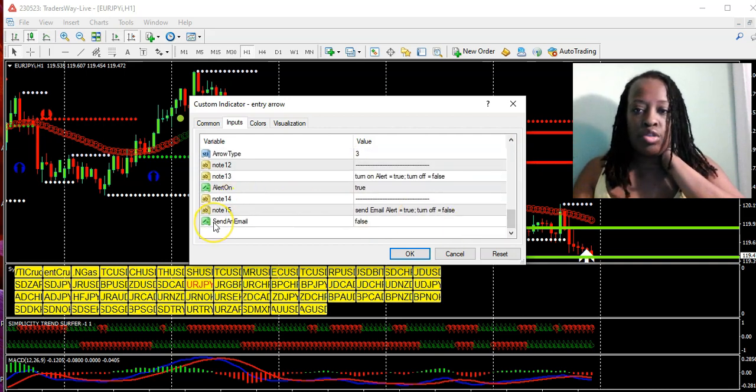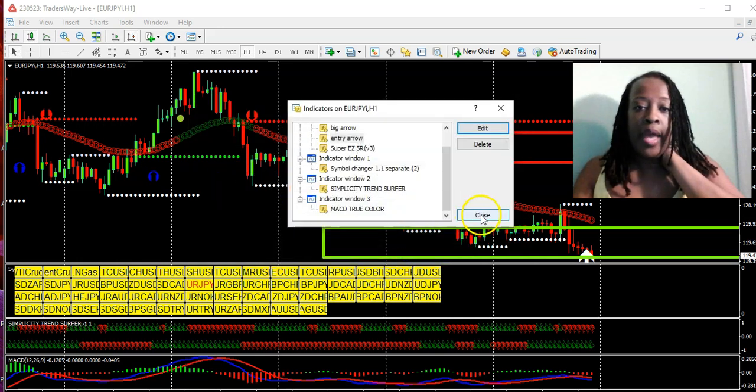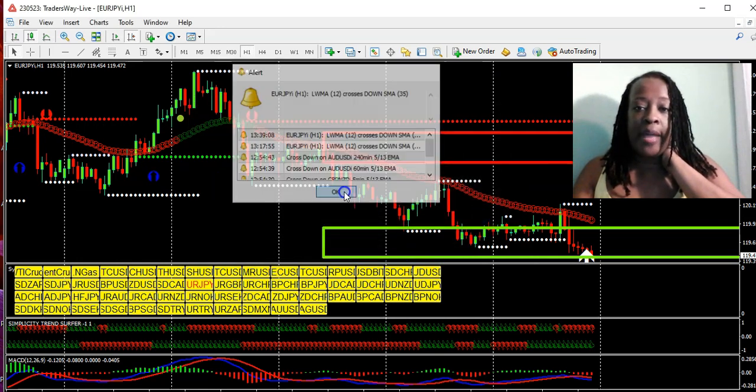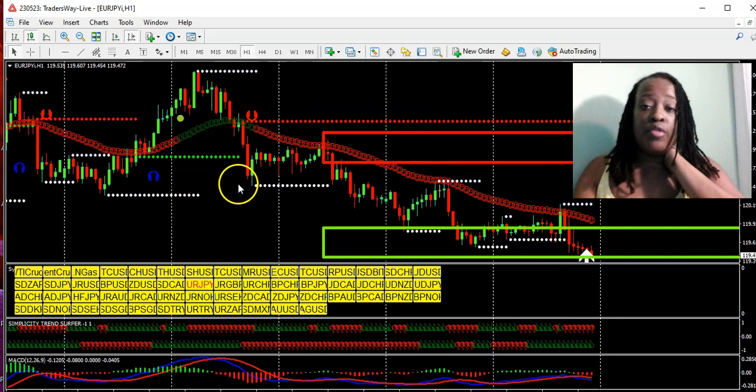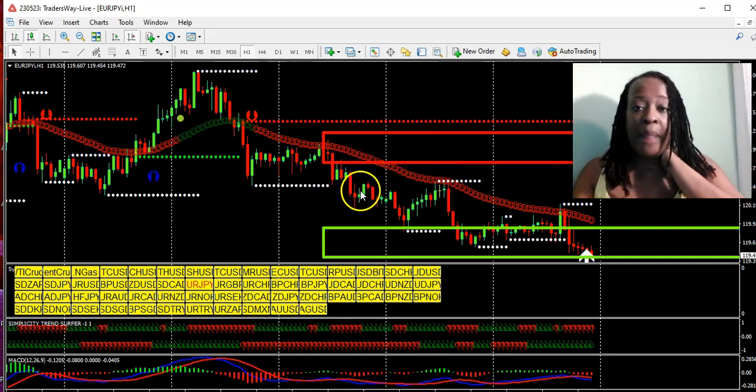I'll also make sure that my alert on is set to true, so that I can get the alert when the entry arrow populates. That's very pivotal. And hit OK. And so with that, it will give you an alert. As a matter of fact, it will just pop up. It will give you the alert when the entry arrow populates.